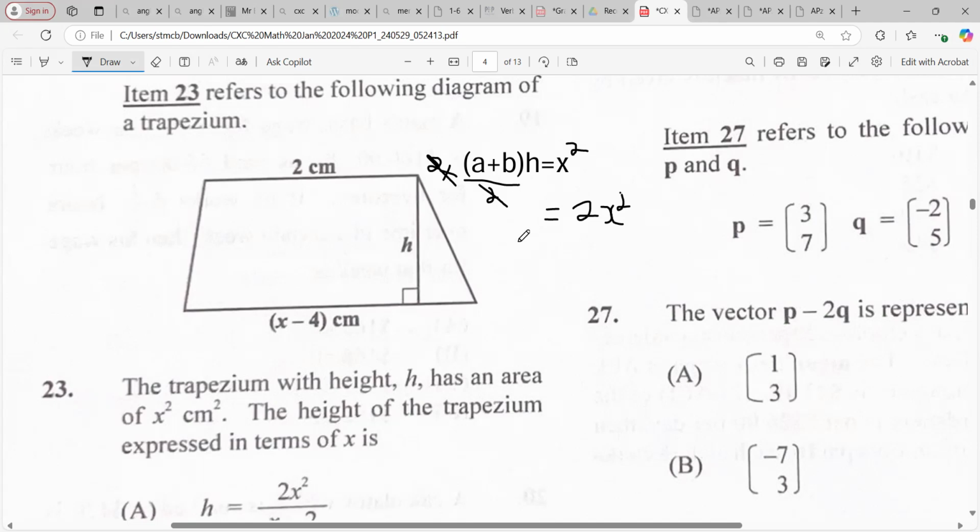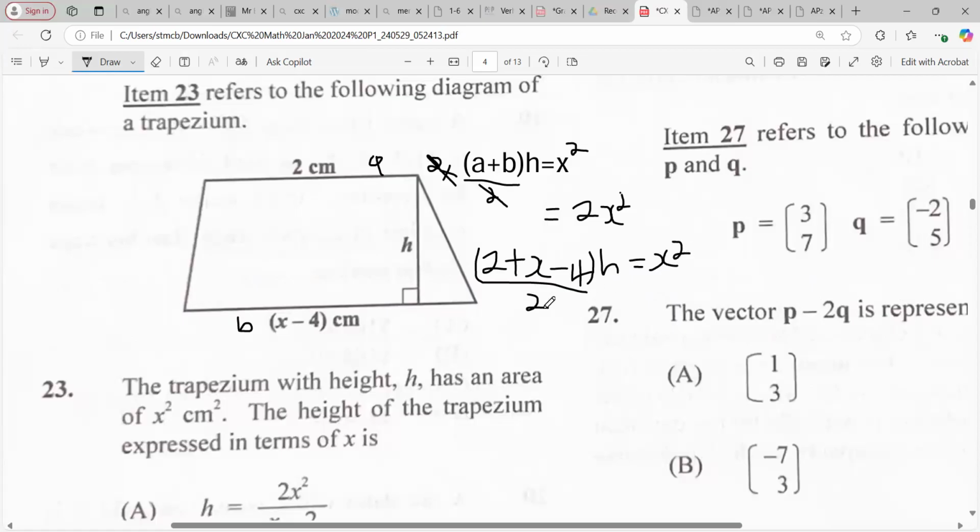But I didn't put in the numbers. All right, A is actually, I could call A 2 and B x minus 4. So it should have been 2 plus x minus 4 over 2, because that's what we're dividing by, right? The height would have been h. We don't know what h is, and this would equal x squared.